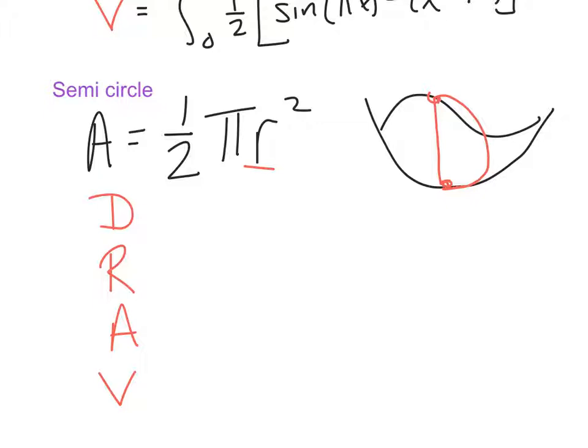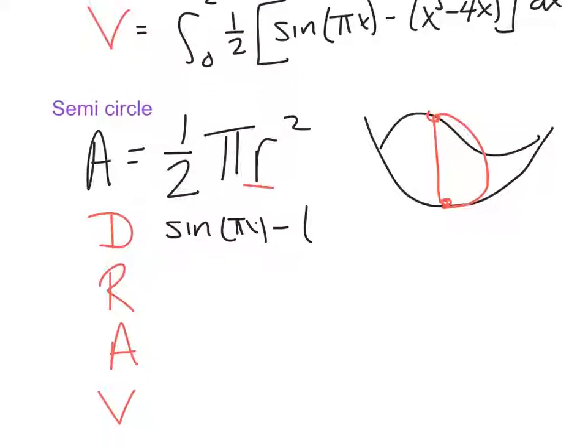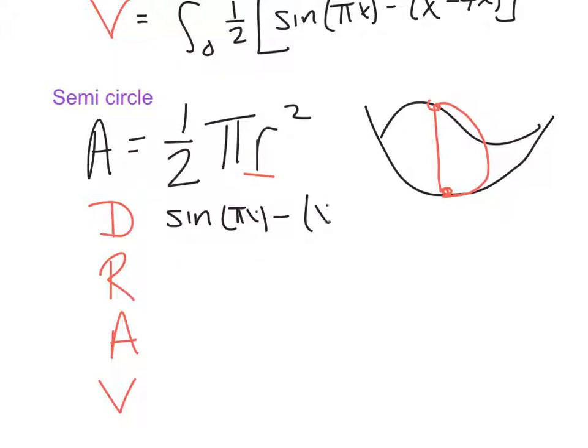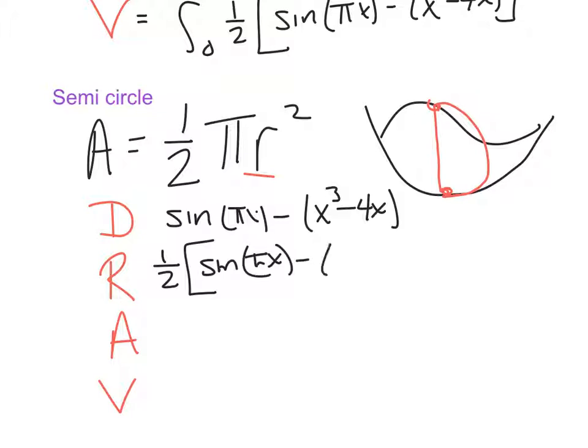So my diameter is the sine of pi x minus, what was it, x cubed minus 4x. Okay, now be smart. A radius is how much of a diameter? Well, it's half of whatever I wrote for diameter. Okay, now again, be smart. Start with your area formula.